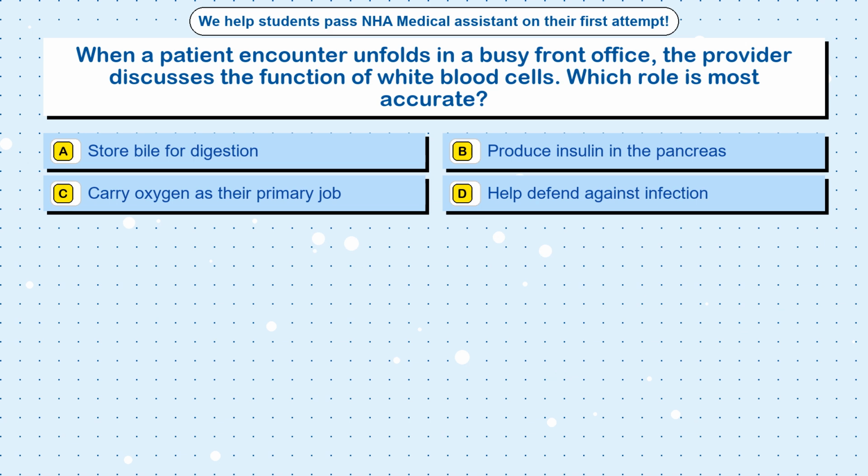Question 57. When a patient encounter unfolds in a busy front office, the provider discusses the function of white blood cells. Which role is most accurate? Option A. Store bile for digestion. Option B. Produce insulin in the pancreas.